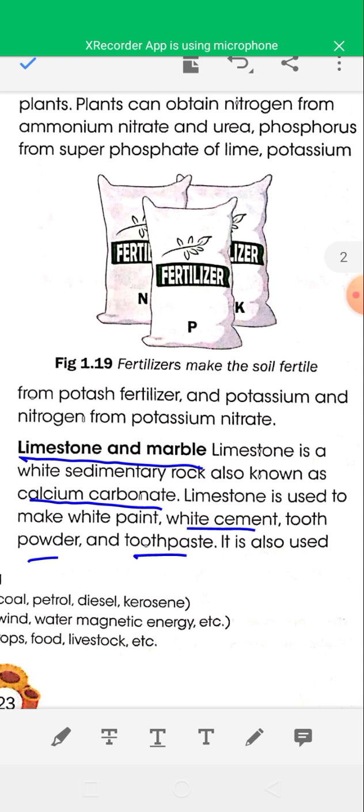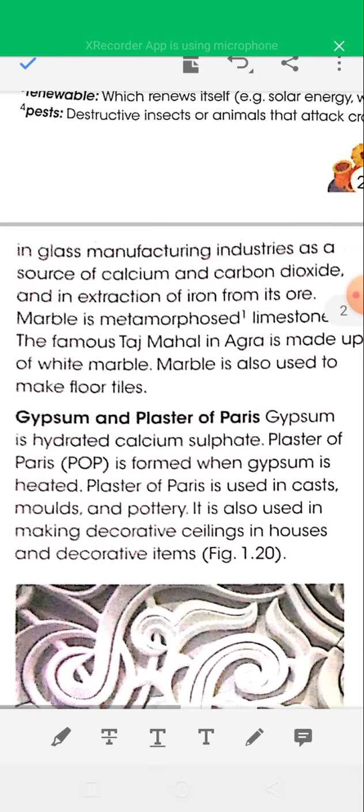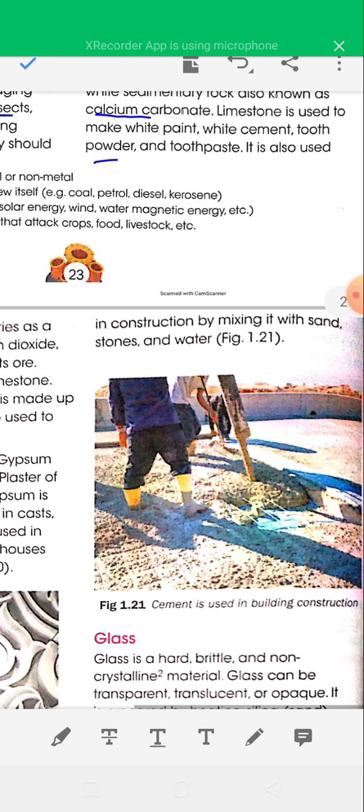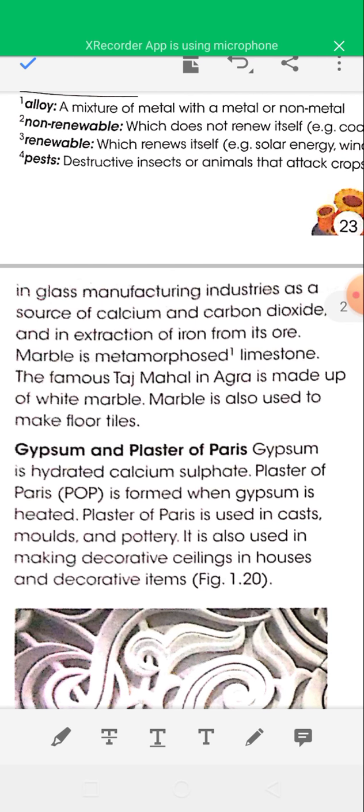Limestone is a white sedimentary rock, mainly calcium carbonate, CaCO3, and it is used to make white paint, white cement, tooth powder, toothpaste. Limestone is also used in the glass manufacturing industry as a source of calcium and carbon dioxide.